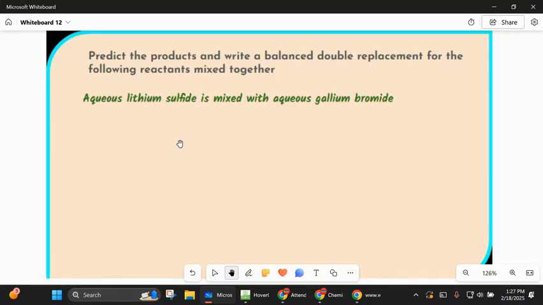Aq, s, aq. Three of these four are going to be aqueous. One's going to be a solid.